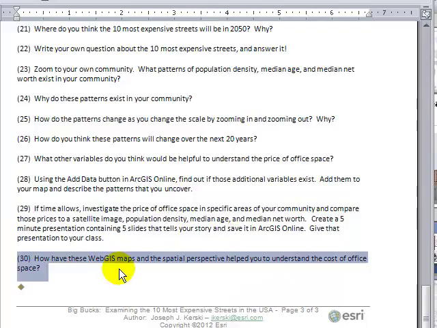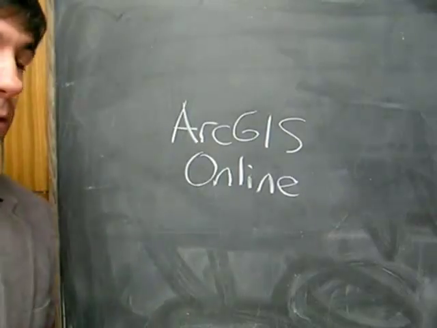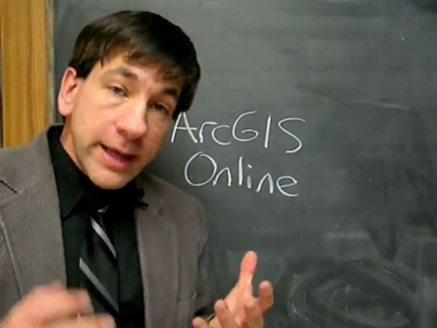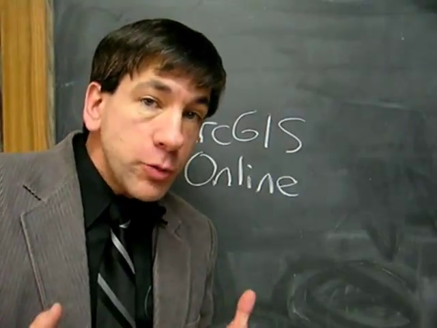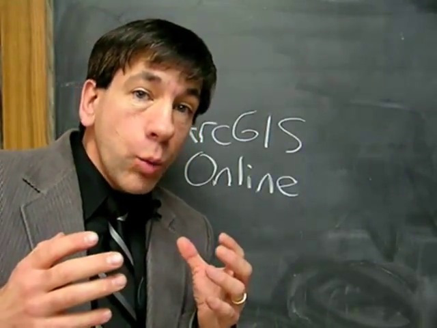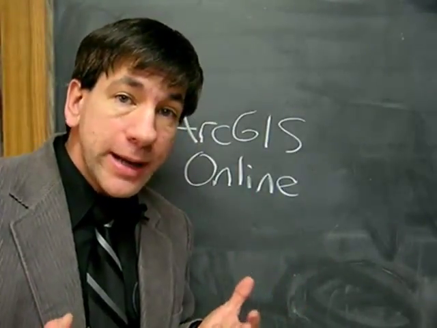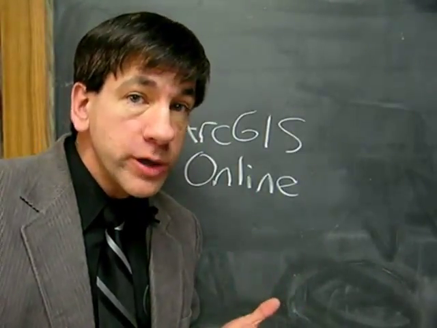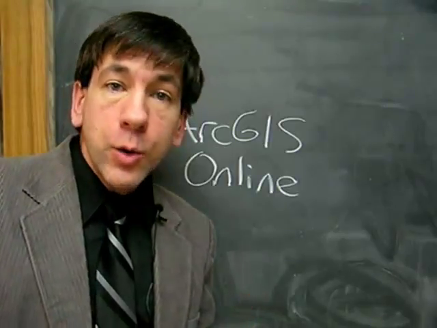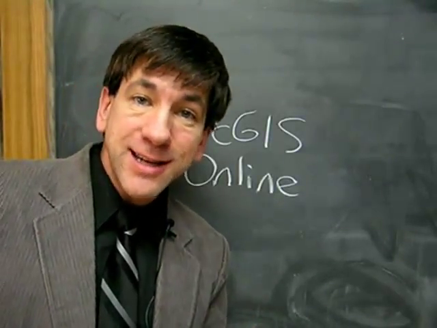Finally, how have these WebGIS maps, specifically ArcGIS Online, and the spatial perspective helped you to understand the cost of office space? All right, well, we've illustrated how the spatial perspective through a WebGIS, specifically ArcGIS Online, can be used to enhance a study and bring a story to life, specifically here with the 10 most expensive streets in the USA.